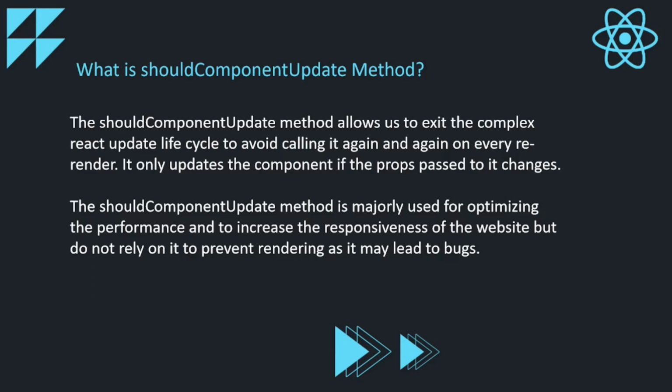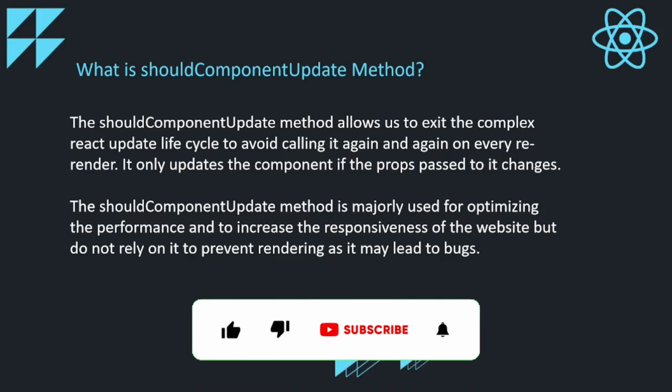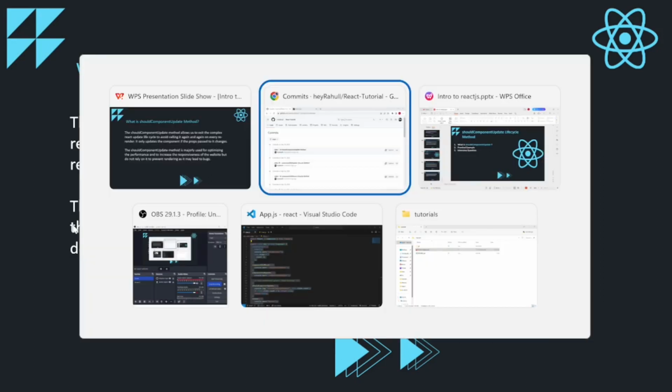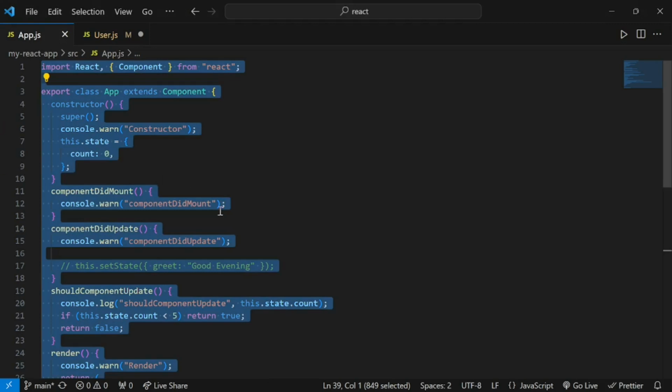So in order to optimize our code, we do not want re-rendering to run every time; we want it only in a specific scenario or on specific conditions. In that case we can use shouldComponentUpdate, but we should never use it just to prevent re-rendering as it may lead to bugs, because re-rendering is also important at many points in the code. So while using this method, we should be very clear about what our motive is and why we are using it. Now let's go to our code editor and look at the code.